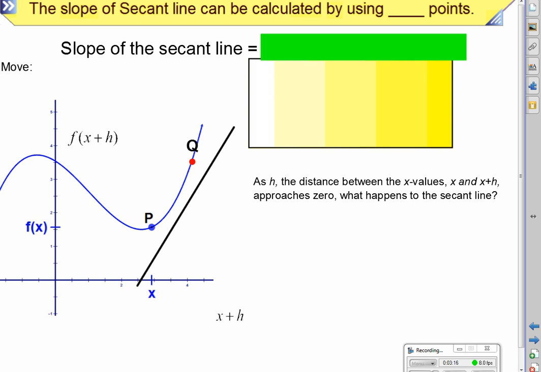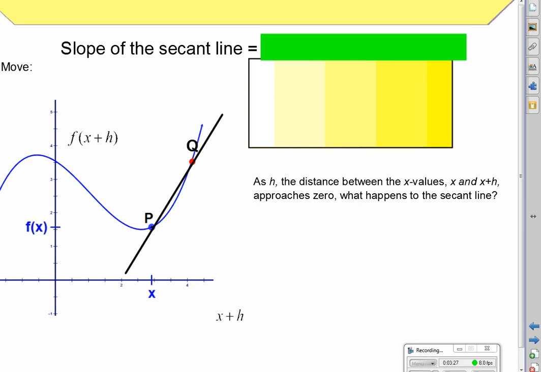The slope of the secant line. Now, if we talk about a secant line, do you remember what a secant was? A secant is a line that goes through 2 points. The slope of the secant line can be calculated using 2 points, which is what we're so used to. Now what we're going to do is change it up and make it the slope at a point, the slope of the tangent line.